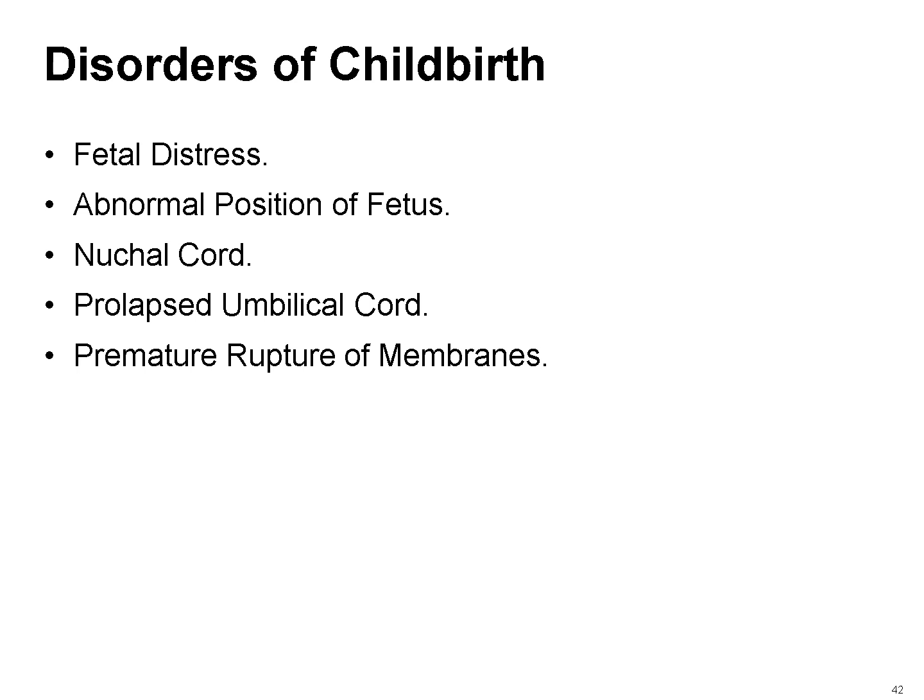Nuchal cord occurs when the umbilical cord wraps around the baby's neck, potentially restricting oxygen and blood flow. Prolapsed umbilical cord is a serious condition where the umbilical cord precedes the fetus in the birth canal, posing risks to oxygen supply and requiring immediate medical attention. Premature rupture of membranes happens when the amniotic sac ruptures before labor begins, increasing the risk of infection for both the fetus and the uterus.